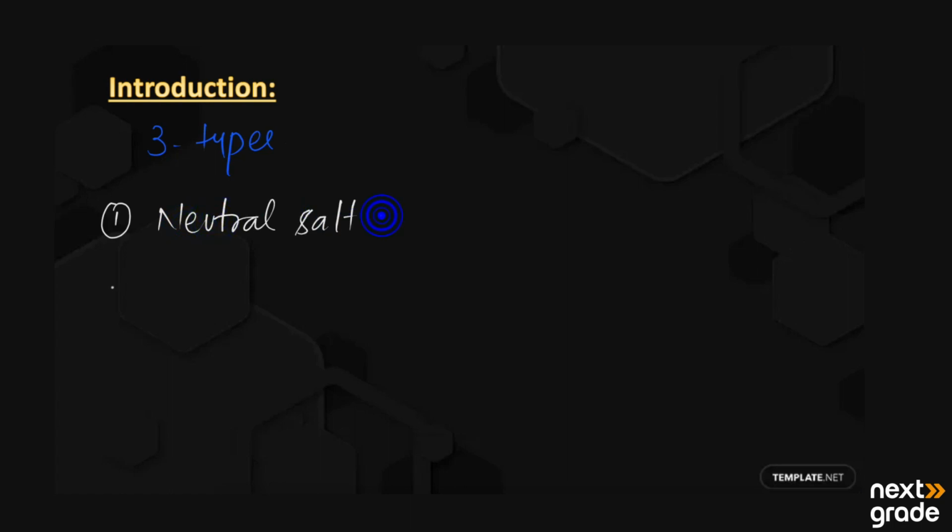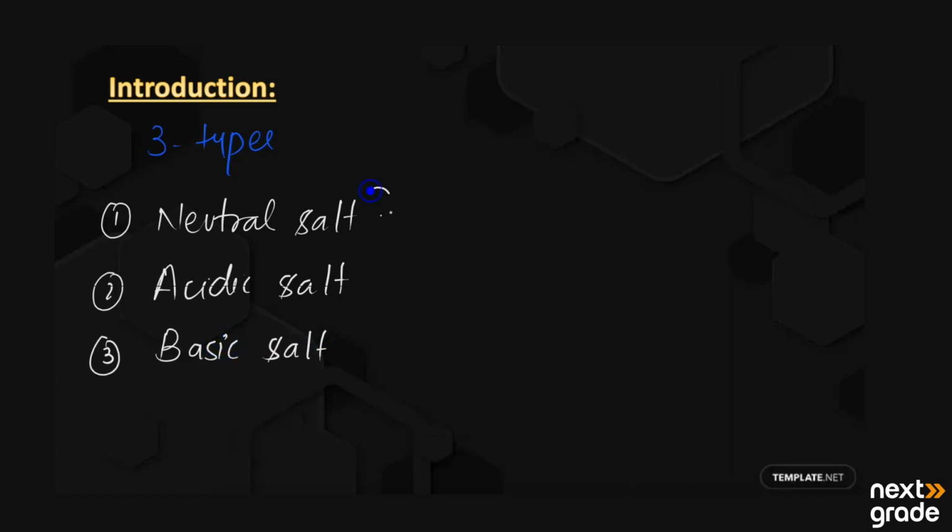Second, we have acidic salt, and the third type is basic salt. So mainly these are the three types of salts. Let's discuss the salts one by one. Along with these, we also have a fourth one, which is known as the double salt. So let's discuss these four types of salts.